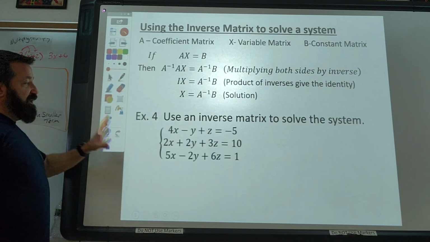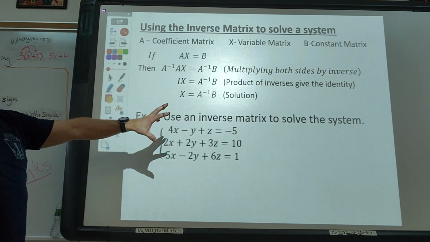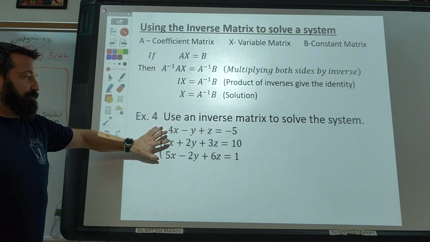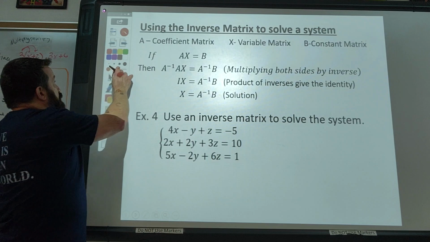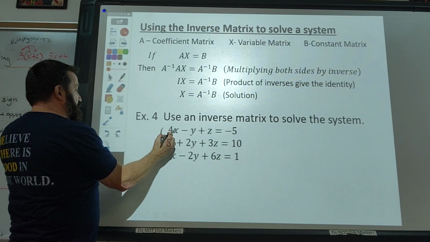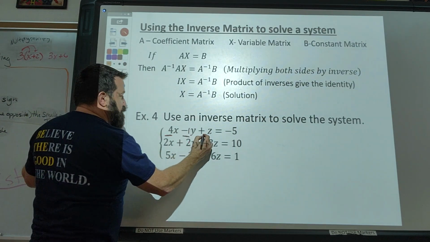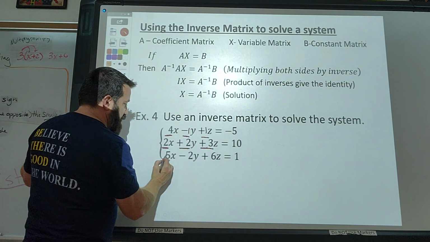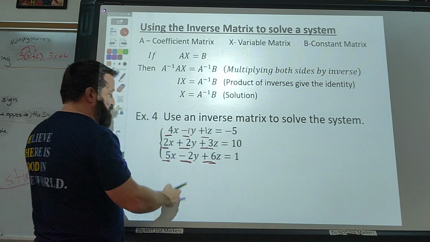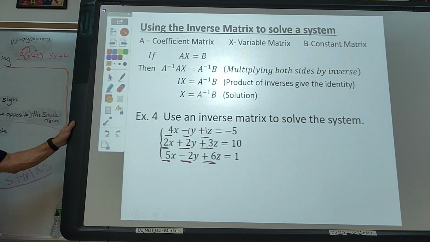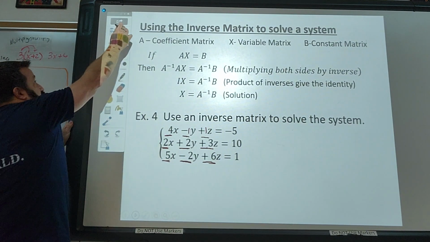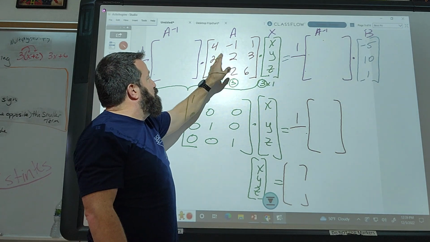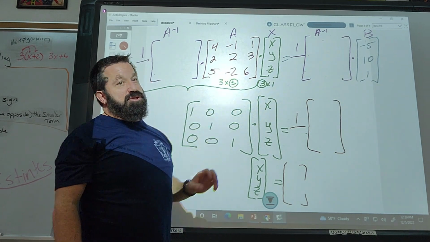So, this is the matrix that I showed you on the other screen. This is the system. It's not a matrix yet, but it's going to turn into a matrix. So, the first thing is that I'm taking the 4, the -1, the 1, the 2, the 2, the 3, the 5, the -2, and the 6. Those are all my coefficients, all 9 values. That is what is here in red. 4, -1, 1, 2, 2, 3, 5, -2, 6.